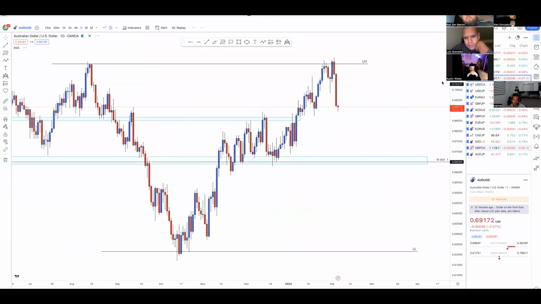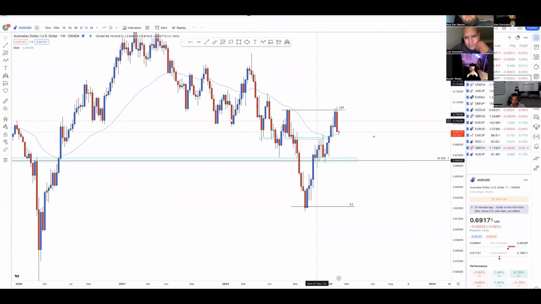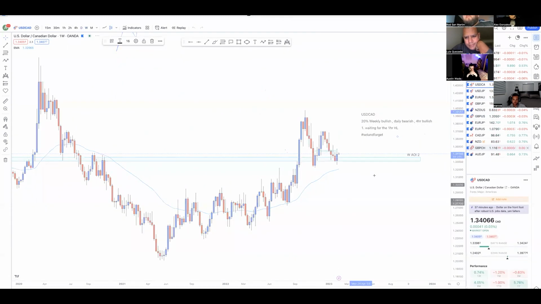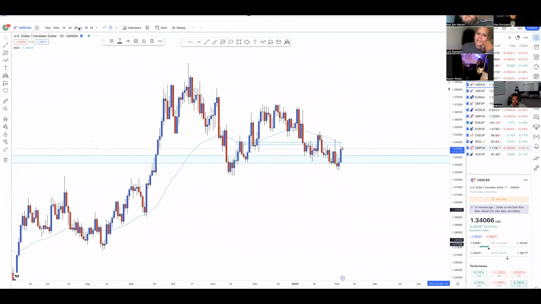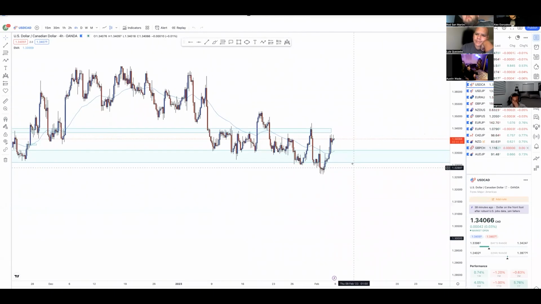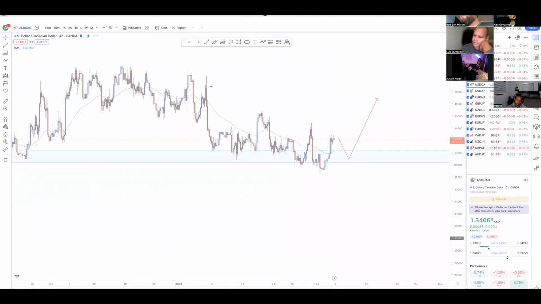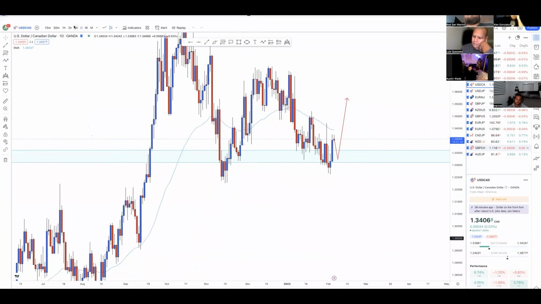We're good. AUD USD, nothing. USD CAD, bullish, daily bullish, 4-hour bullish. Beautiful, simple, easy trade. All I need is a pullback to go long. Beautiful trade. Yes, this is exactly what I want.